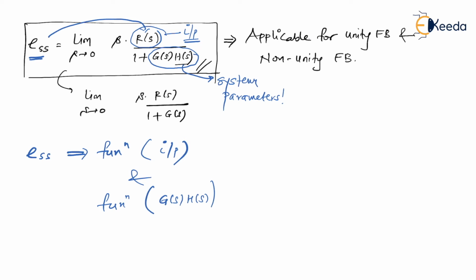So why am I telling you this? Just because now we are going to understand ESS dependency on input and ESS dependency on G(s) and H(s). So in this video, we will emphasize the very first part, that is ESS dependency on input. How ESS changes on variation of input. That input is nothing but the reference input that you apply to a system. And this could be a unit step, a unit ramp, or a unit parabolic input. Let us see one by one.